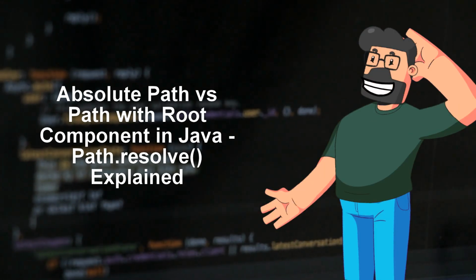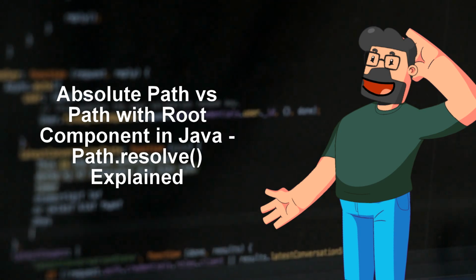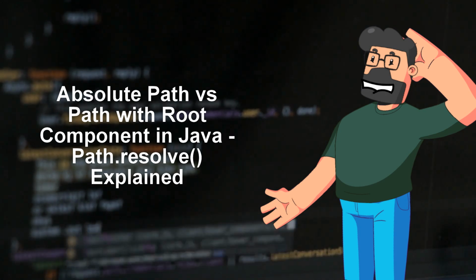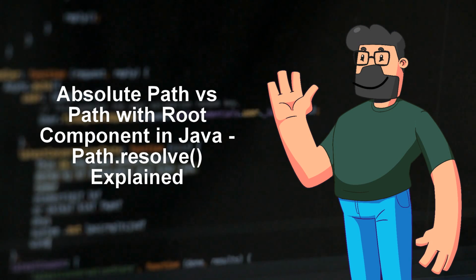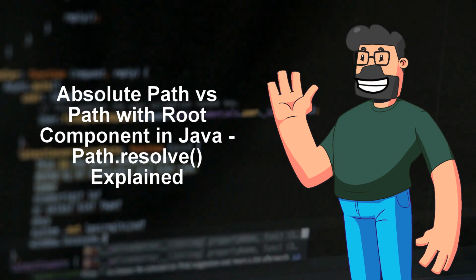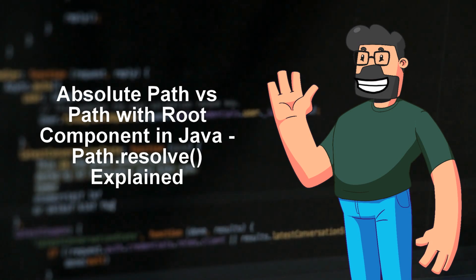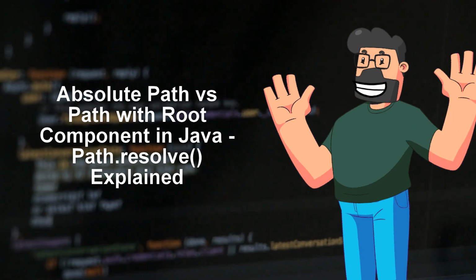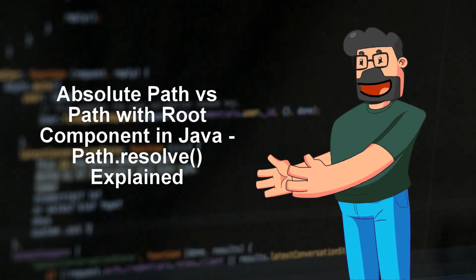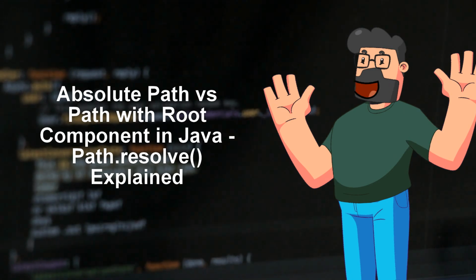Today, we're diving into a common problem that many Java developers face when working with file system management. The problem at hand revolves around the confusion between a path being absolute and having a root component. You might be scratching your head thinking, aren't they the same thing? Well, let's unravel this mystery together.